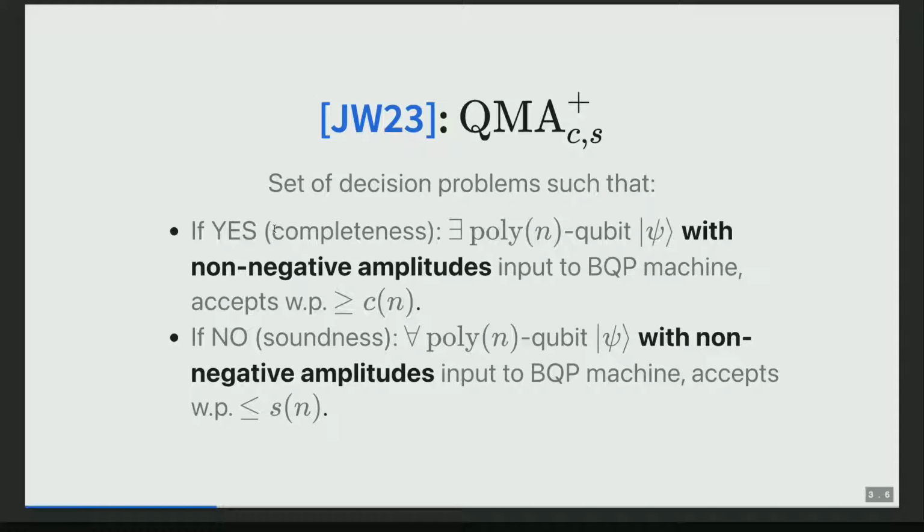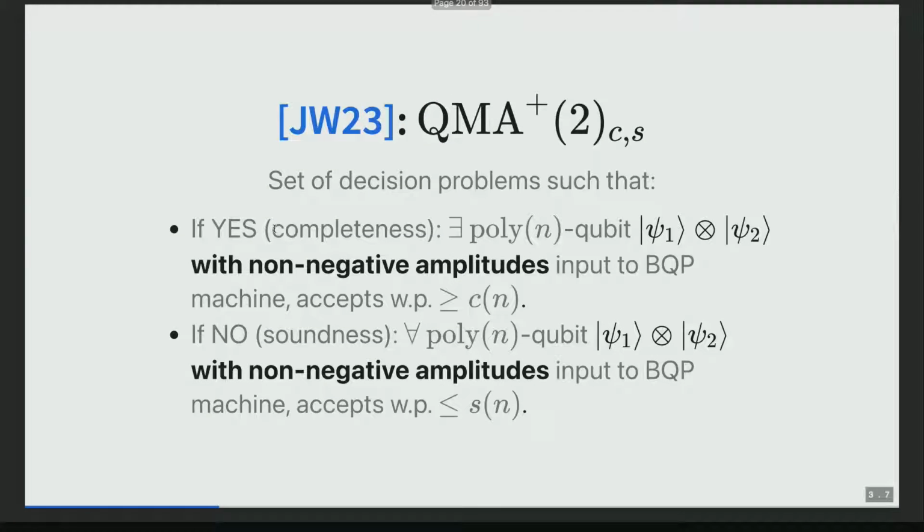You can similarly define QMA2 plus as the same kind of setup, where the proofs are unentangled and they have non-negative amplitudes. So now you're asking about the power of this non-negativity.